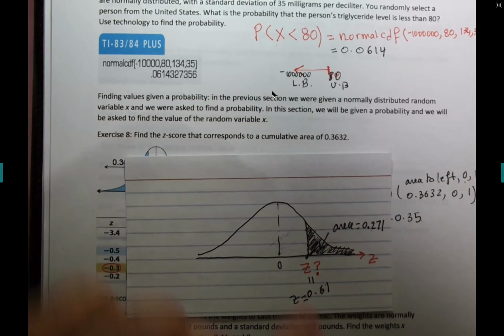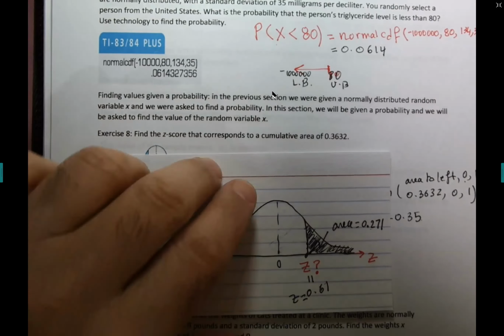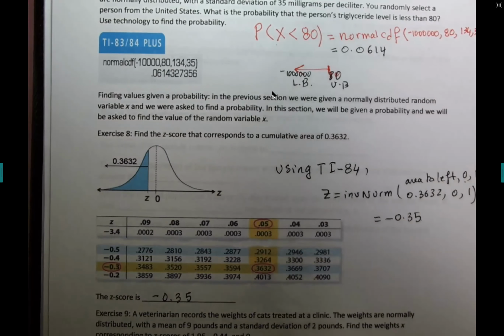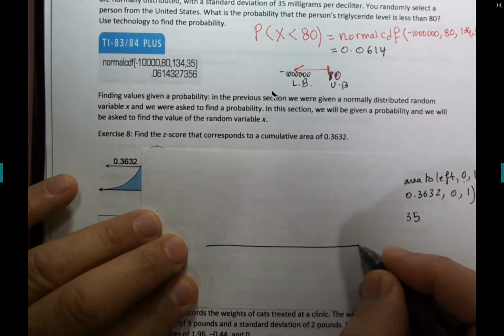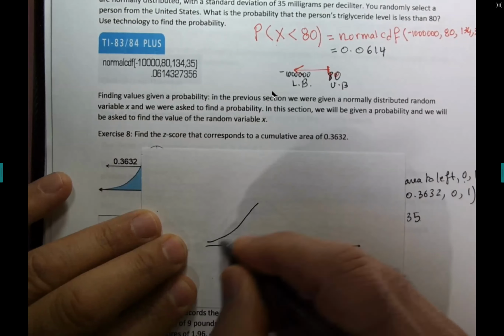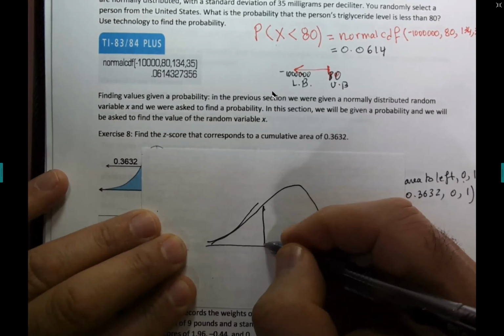So if you have an area to the right, when you first enter the area, put 1 minus, and then it's just going to give you the answer, guys. It's 0.61. Okay. Let's do one more practice. Now I'm going to take the table. Let's do an area to the left. Okay, let's do this.